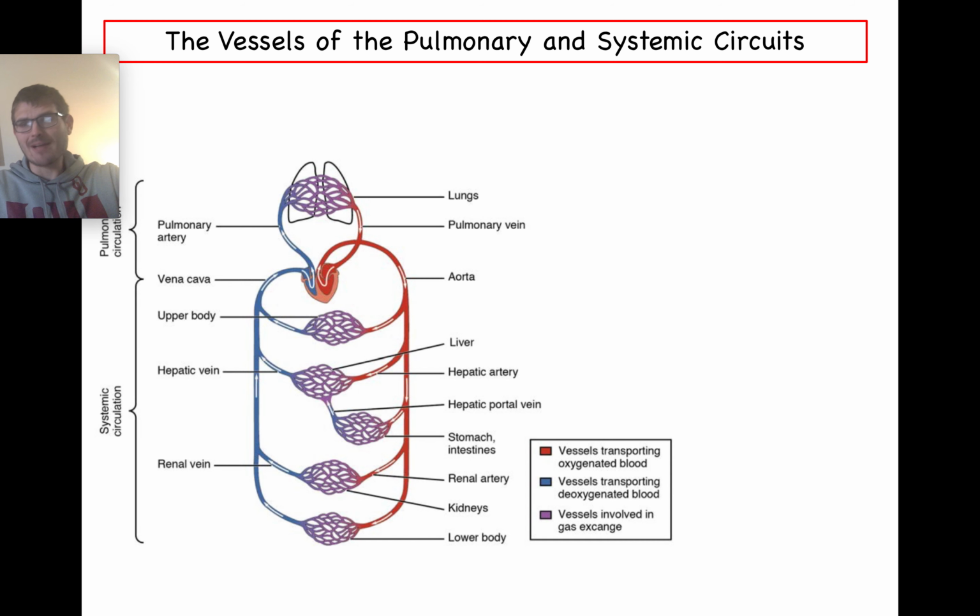So back in chapter 19, at the very beginning, we covered the difference and distinctions between the systemic circuit and the pulmonary circuit. Just as a reminder, blood that is in the pulmonary circuit is on its way from the right side of the heart to pick up oxygen in the pulmonary capillaries around the lungs, and then it's on its way back to the left side of the heart. Blood that is in the systemic circuit is on its way from the left side of the heart out to all of the tissues and organs that need oxygen and need nutrients, and then on its way back to the right side of the heart.